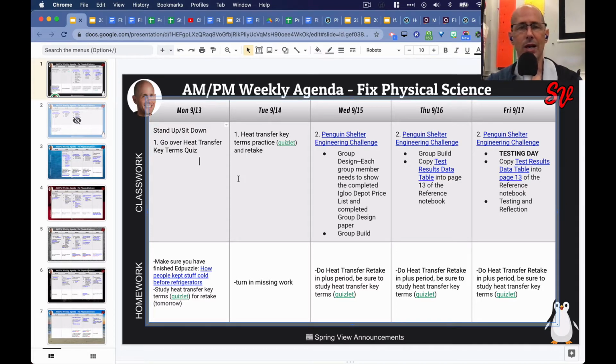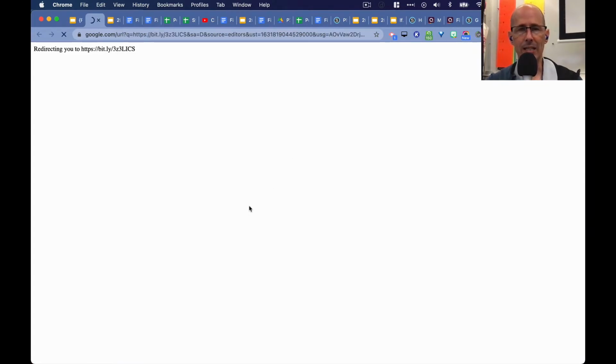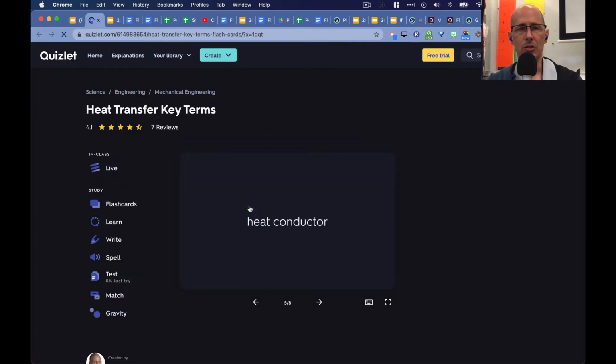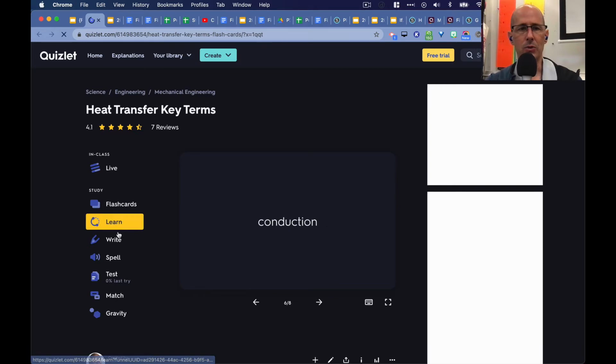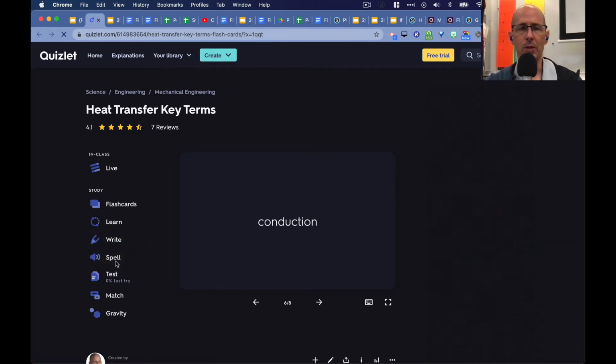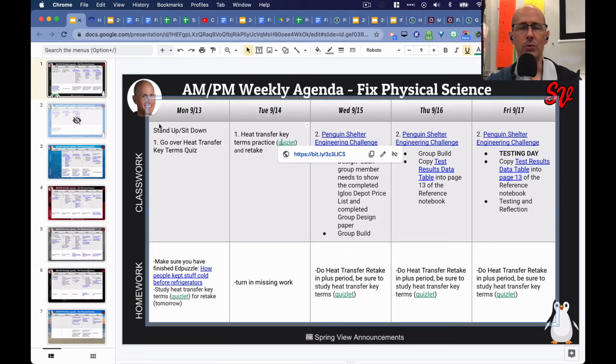Now, if a student's still not happy with their grade, they can do some more practice with the Quizlet terms. If you click on the Quizlet link, they can do flashcard practice, learning mode, write mode, spell mode, and test mode. So there are a lot of ways they can practice and improve their understanding of these terms. I encourage the students to do that, and then they come in during plus period, 8th period, after school or before school to do a retake. So that's available to them.